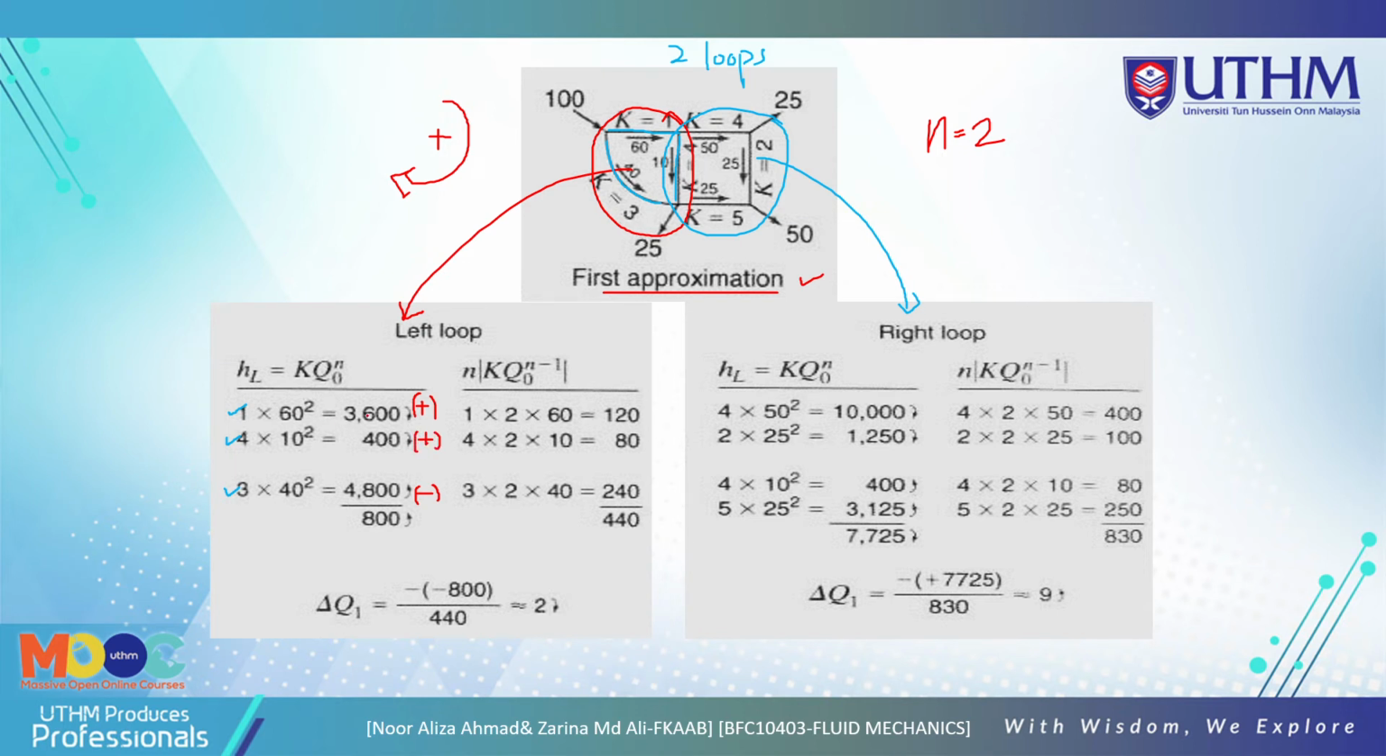Okay, you solve here, so you get 3600, and this you get 400, and this you solve and get 4800. So just 3600 plus 400, and then you minus 4800, so you get the value here is negative, based on the flow direction. Positive plus positive gives 4000, then minus 4800, so you get 800, so the direction is negative here. So this is the left loop.